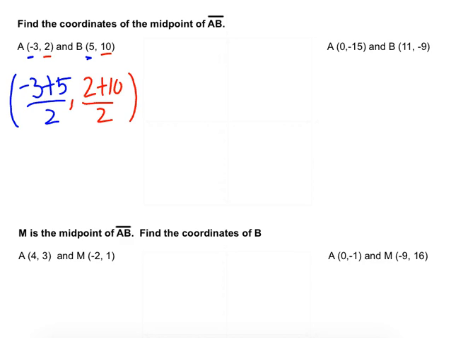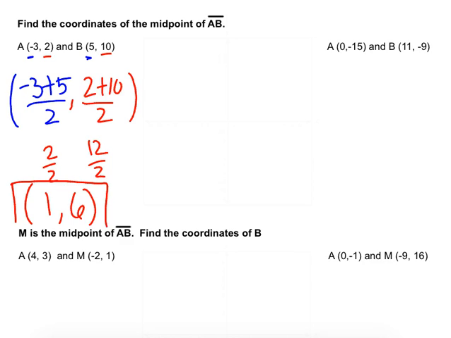Okay, so now let's just crunch these numbers. -3 plus 5 is 2, over 2 gives me 1. 2 plus 10 is 12, divided by 2 is 6. So my answer here is 1, 6. We're gonna skip this one, I don't think we need to do it.